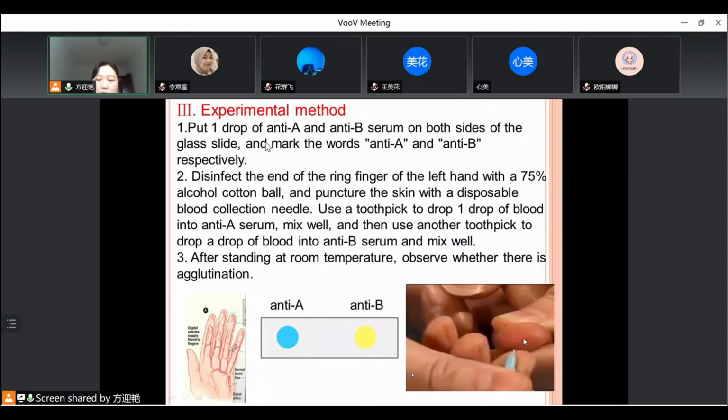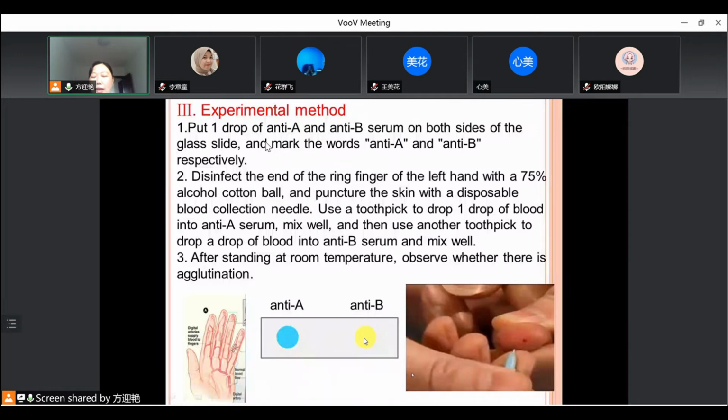We can see here this needle. We also need more blood, and we use a toothpick to drop one drop of the blood into the anti-A serum and mix together, and then use another toothpick to drop a drop of blood into the anti-B serum and also mix together.